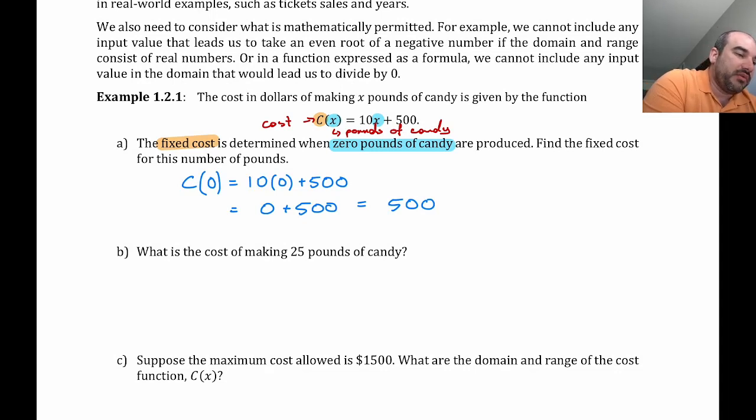If we're talking about this C being the cost of producing candy, then what do you think the units would be for this C of 0 evaluation? What do you think the fixed cost is going to be? What are the units of cost? Dollars, good. So we're going to write here as our answer, fixed cost is $500.